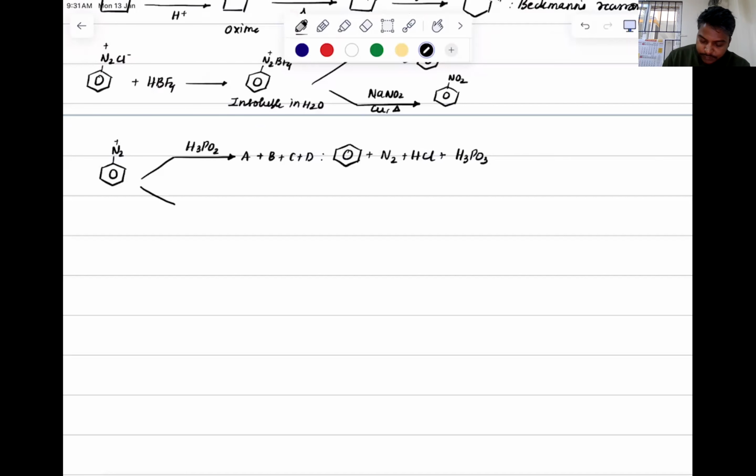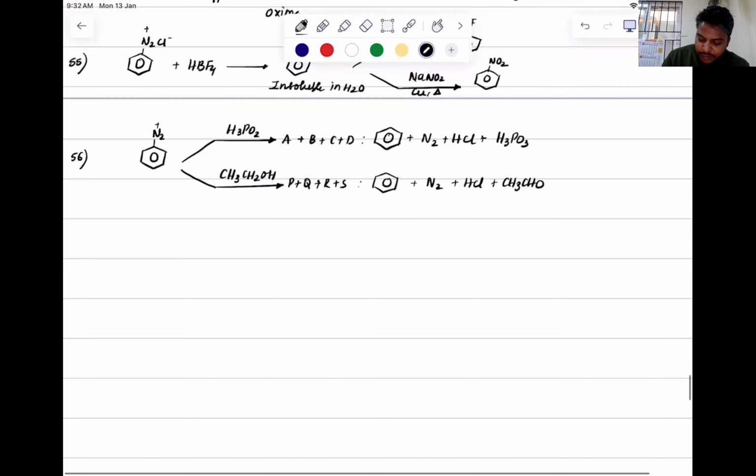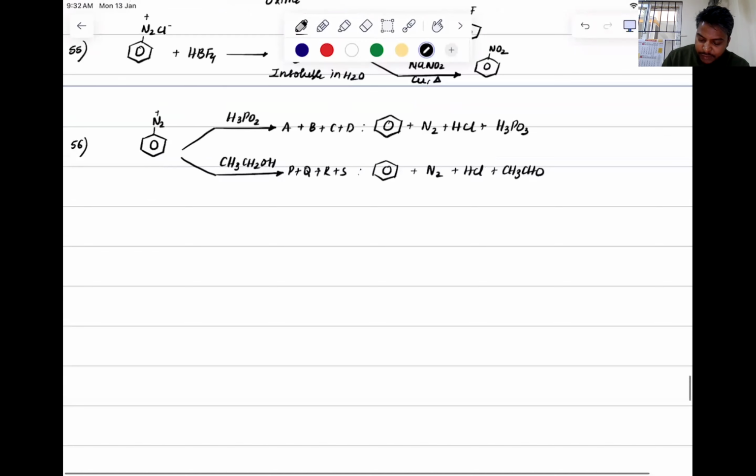Next one. If the same question is asked with ethanol also, think in the same logic. Here also PQRS is being asked. So P is benzene as one product, Q is N2, and this one is HCl, and the last one is CH3CHO. So these two are specifically used for converting into benzene. Okay, so keep that in mind.